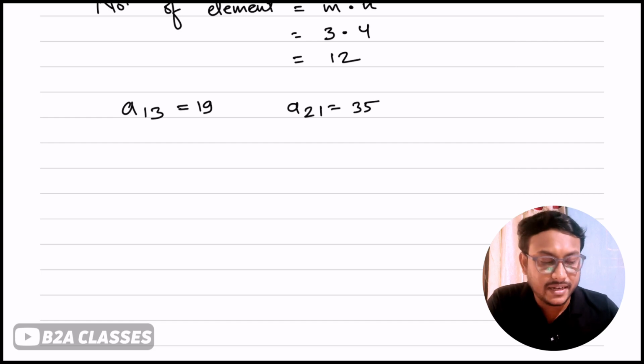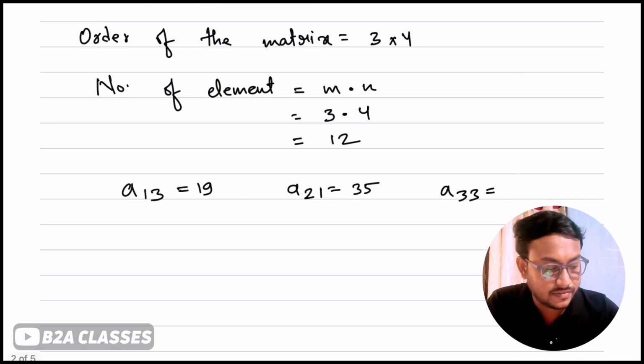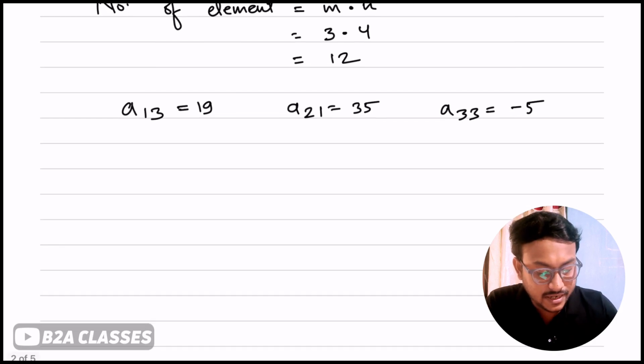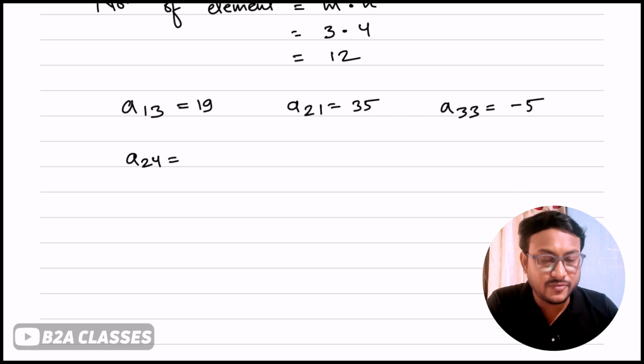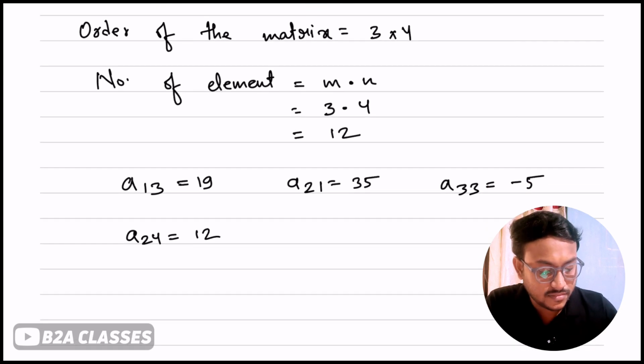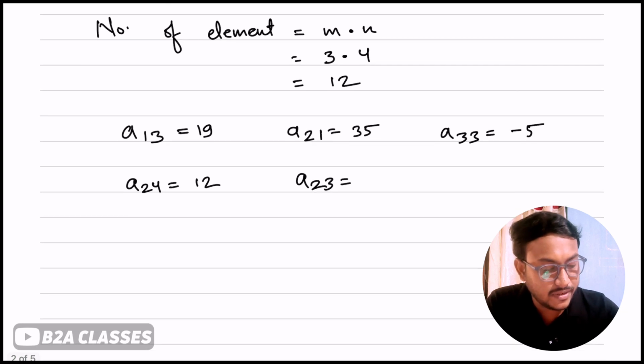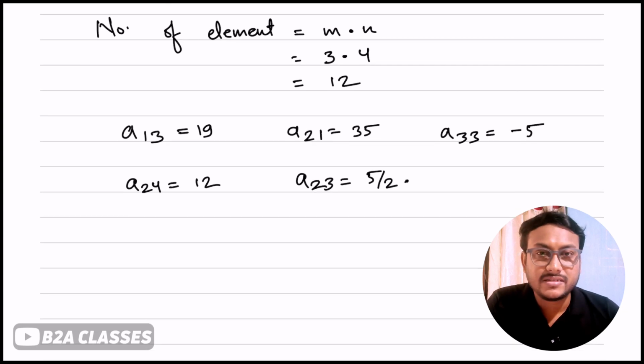Okay. Next we have to write element A33. So A33 means third row, third column. So element in the third row, third column is basically -5. So answer will be -5. Next element is A24. So A24 means second row and fourth column. So element in the second row and in the fourth column is basically 12. So answer will be 12. Next is A23. A23 means second row and third column. Element in the second row and third column is 5 by 2. So the answer will be 5 by 2. Okay? This is how you find the elements.